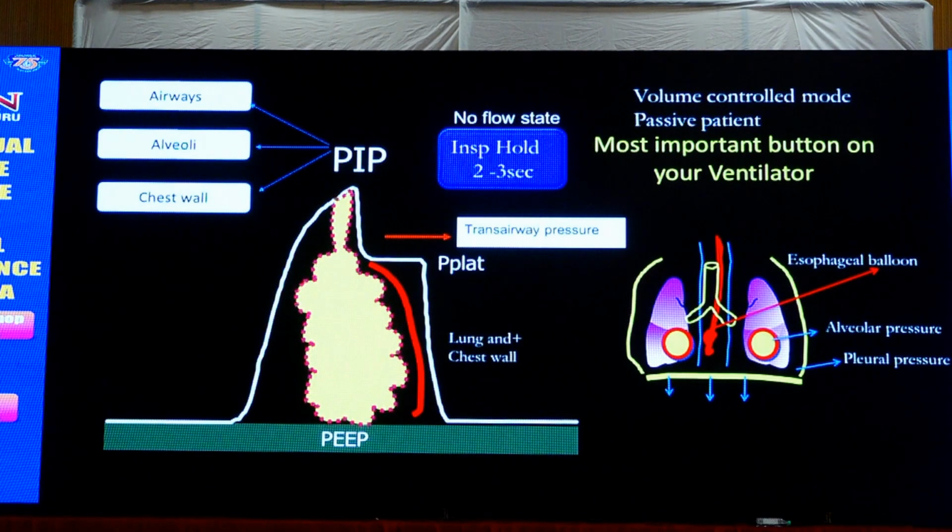See, for example, you are operating a laparoscopy. Somebody puts pneumoperitoneum. The peak pressure goes up. What should be the cause? Chest wall. Right? So it is clinically done. But if you want to really do it, you have to put an esophageal balloon. Even in critical care, we don't put it to every patient.